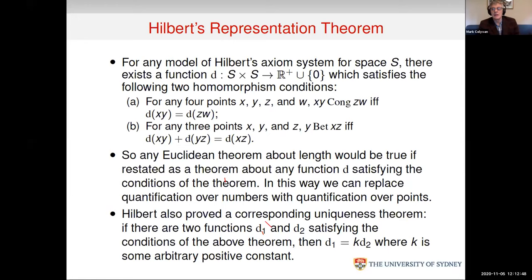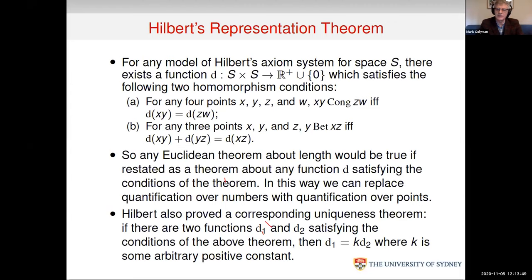Hilbert also proved a corresponding uniqueness theorem that if there are two functions, D1, D2, satisfying the conditions above, then D1 equals K D2, where K is an arbitrary positive constant. So as you would expect, the distance function doesn't have a privileged unit, but it works as a metric. But the metric is something that you can recover via this representation theorem. The axiomatization does not need a metric. And that's the crucial idea, right? You can give an account of Euclidean geometry without talking about triangle inequalities, for instance. You don't need a metric. You can say everything that you want to say in terms of this congruence and between relation, and you can prove that you can recover all of this information because of the representation theorem.